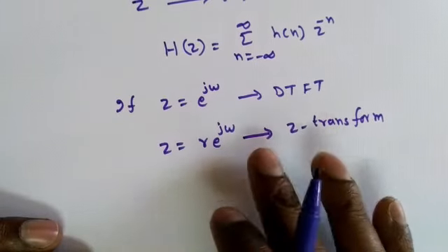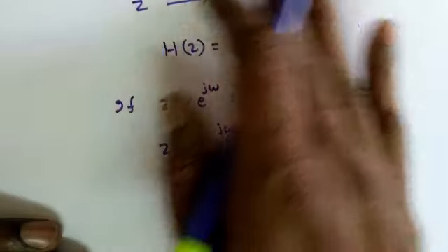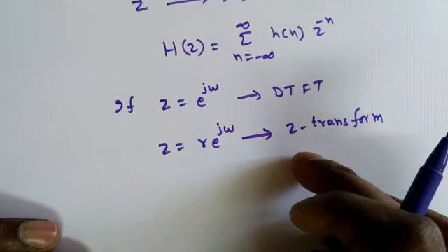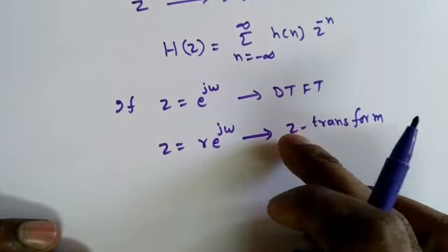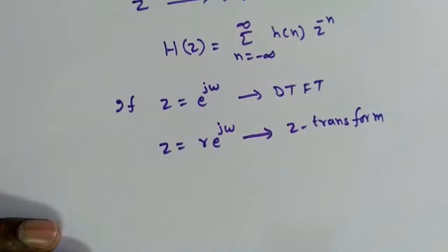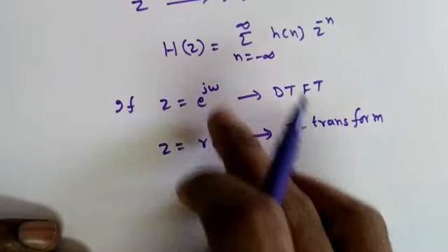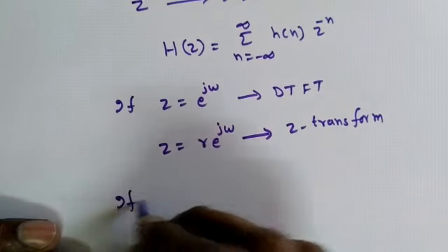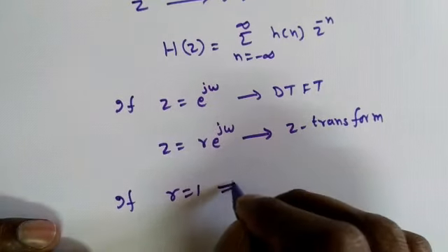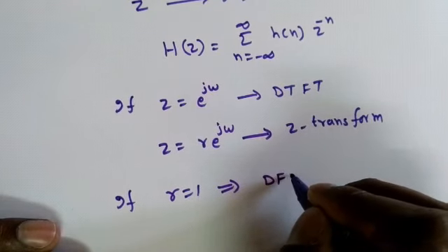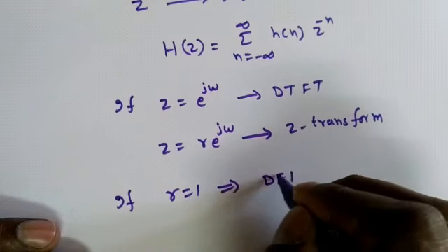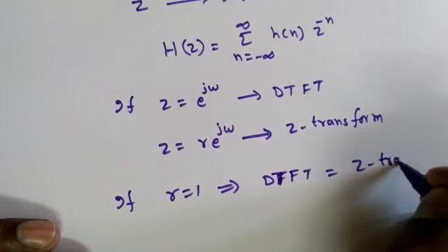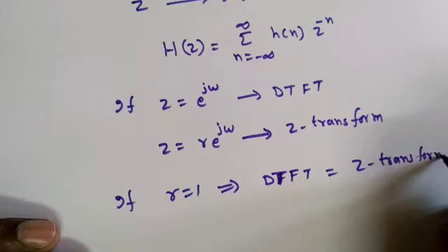Right? So we are converting the time domain signals into some other variable, that is a complex variable, which is called z. So that's why it is called the z transform. If we compare these two, what is the r value? If the r value is 1, then the DTFT, discrete time Fourier transform, is equal to the z transform. This is a very, very important point.